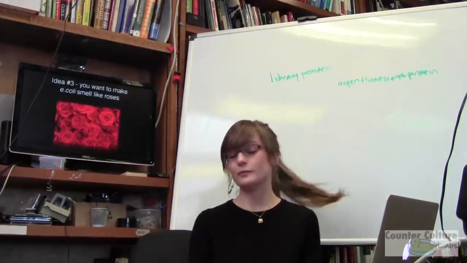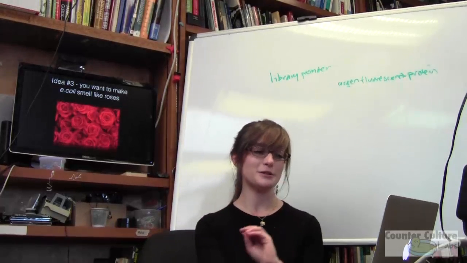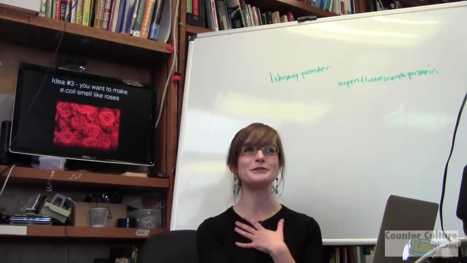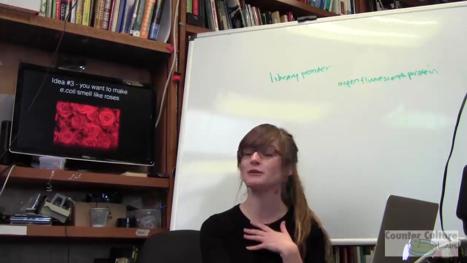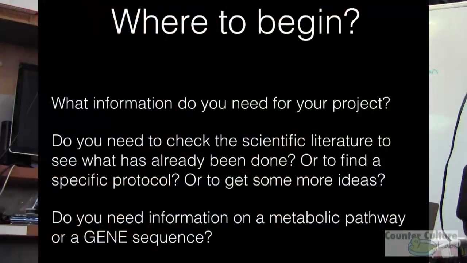Okay, because this hits home and it's personal to me since I work with E. coli every day, I think I personally would like to make the E. coli smell like roses. So what information do I need for this project now? Do I go digging through the scientific literature? Where would you go if you wanted to look up literature references? What's your go-to place of choice? Dr. Google. You go to Google?